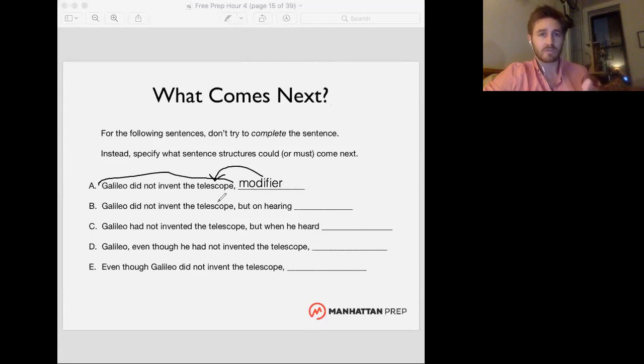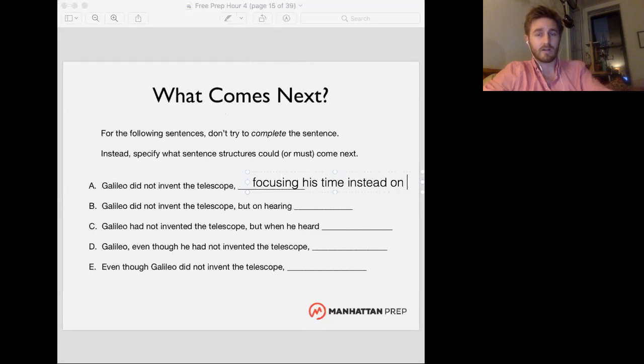It's either going to be a conjunction, subject, verb clause. It could be a modifier of some kind describing the telescope, or perhaps describing Galileo did not invent the telescope, focusing instead on cell biology, which is not what Galileo studied, but focusing his time instead on light, photoscoptery, which is not a word. Man, I need to know more science. Okay, that's an ing modifier. Could come after that. All right.